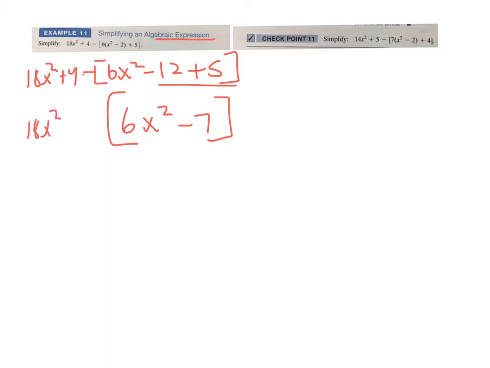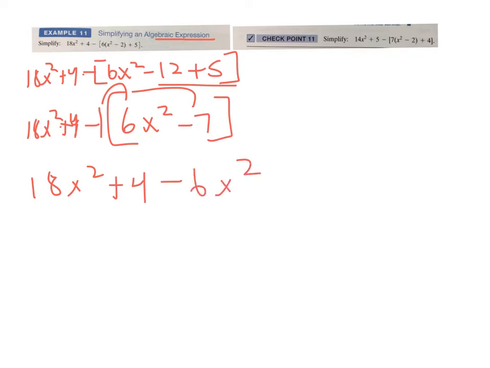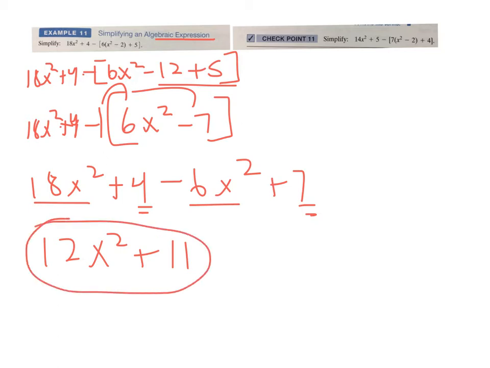and 18x squared plus 4 minus. This is a negative 1. So if I take a negative 1 and distribute, I have an 18x squared plus 4 negative 6x squared when I distribute. A negative times a negative 7 is a positive 7. These two are now like terms after I've removed all the parentheses, so I can add them. These two are like terms, so I can add them. Nothing else is alike, so that's my simplified answer.